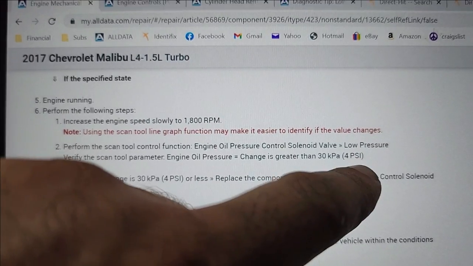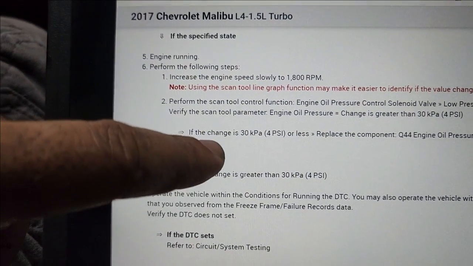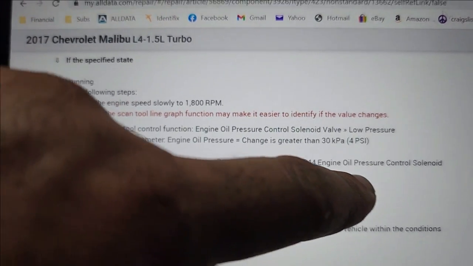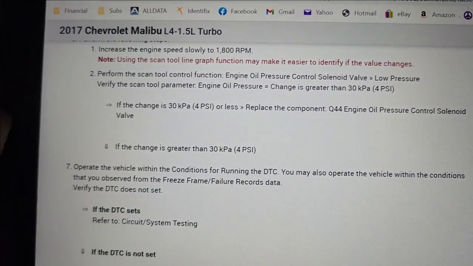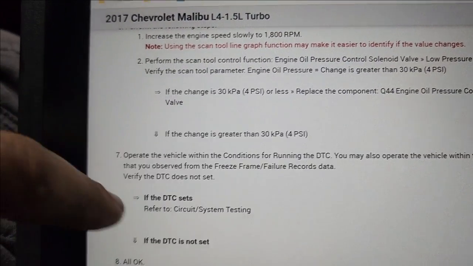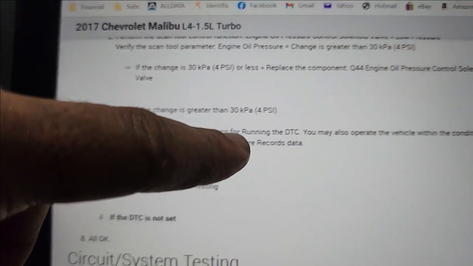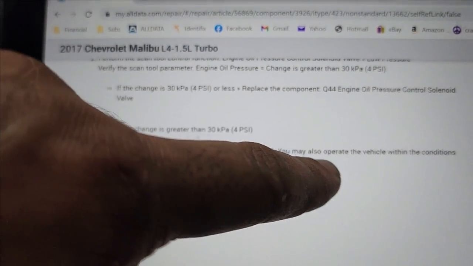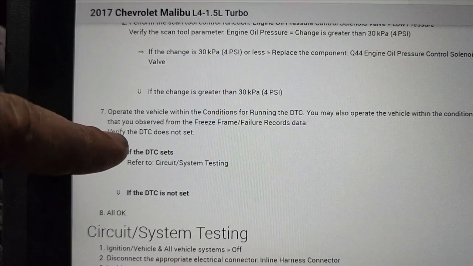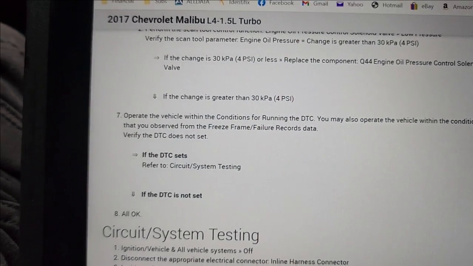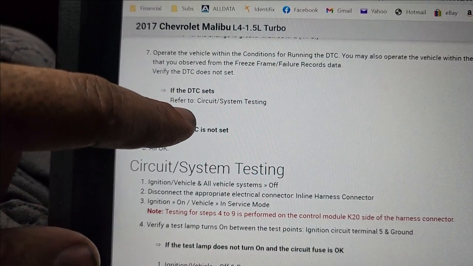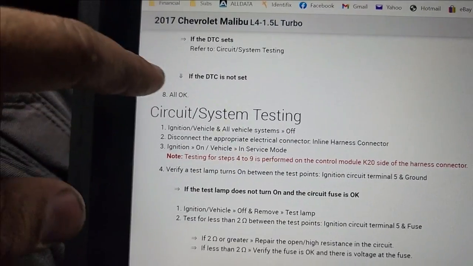So the change is greater than 4 PSI, of course, yes. If the change is 4 or less, replace the engine oil pressure control solenoid. They did replace it, but this is not our case. If the change is greater, then operate the vehicle within the conditions for running the DTC. You may also operate the vehicle within the conditions that you observe from the freeze frame data. Well, we lost it. Verify DTCs are not set. DTC and circuit testing, all okay.